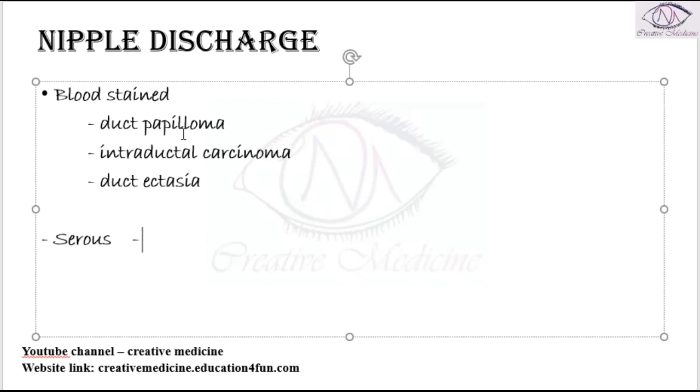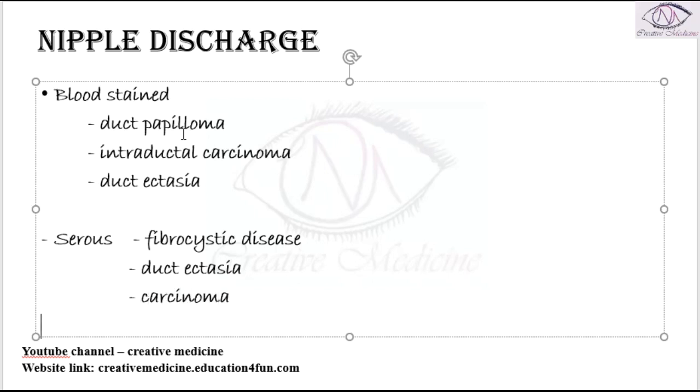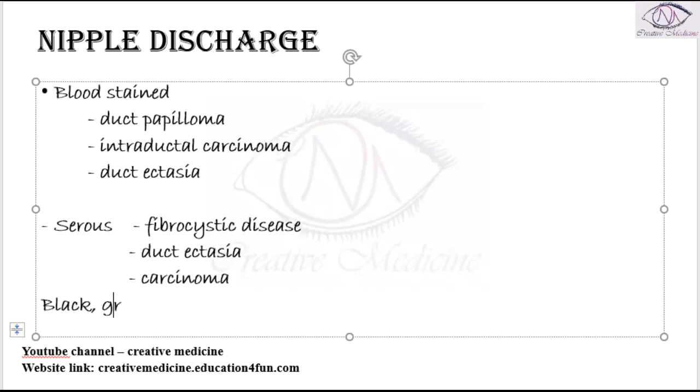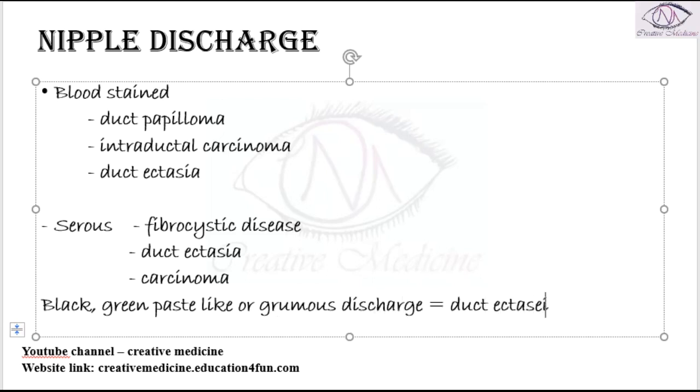The serous nipple discharge is seen in fibrocystic disease, duct ectasia, and it is seen in carcinoma. Then we have black color or green paste like, or grumous discharge. This black color green paste like grumous discharge is seen in duct ectasia.